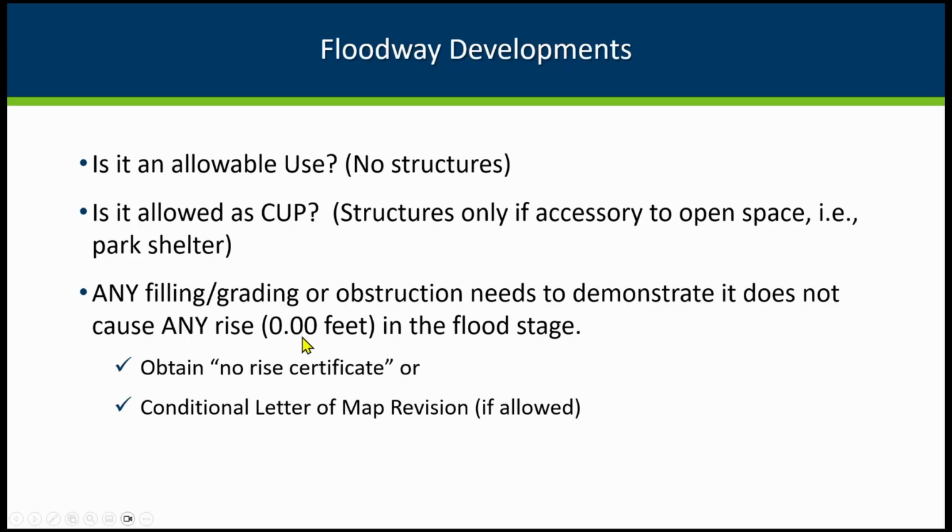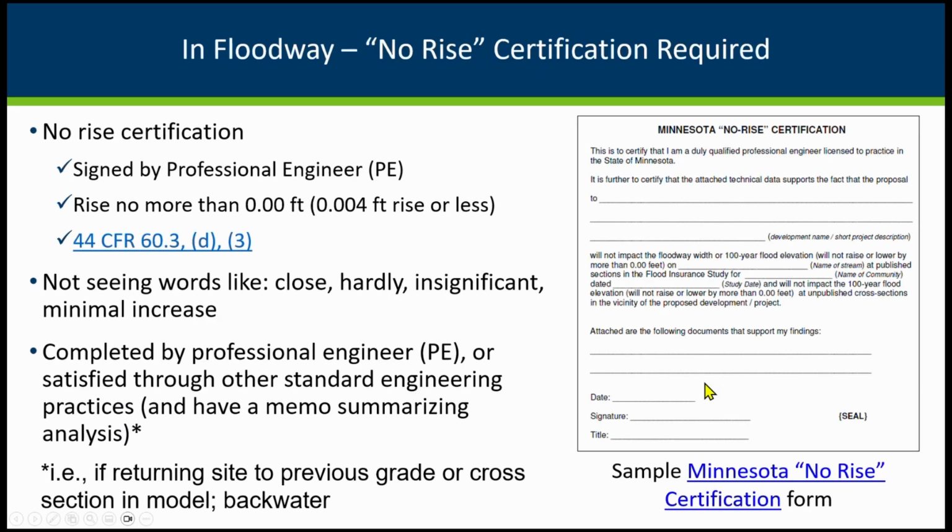And if they can't show no rise, they're going to be required to get a conditional letter of map revision. And the if allowed is you can only get a conditional letter of map revision if you're not going to be touching any existing buildings, basically. And Madison will get into more on that. But our no rise certificate, here's an example of what Minnesota has. It's got to be signed by a professional engineer.